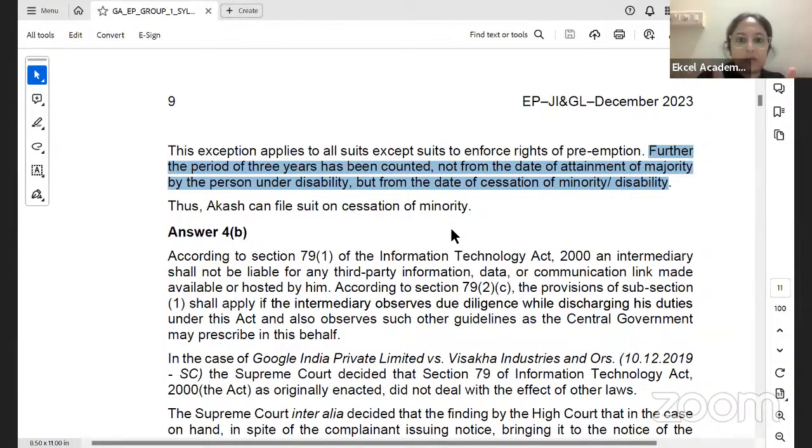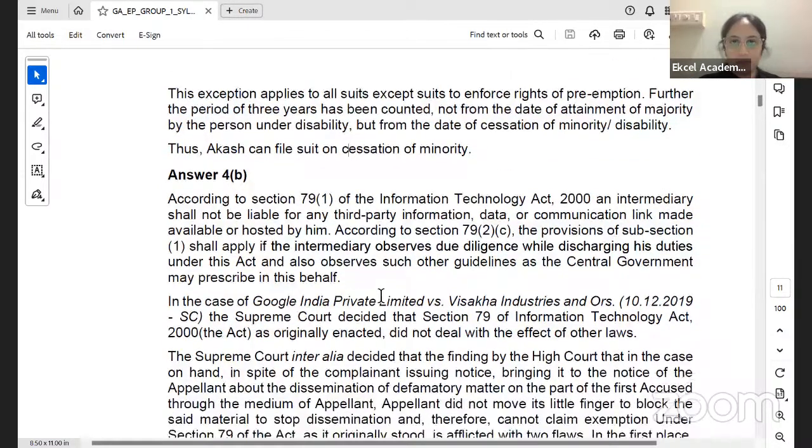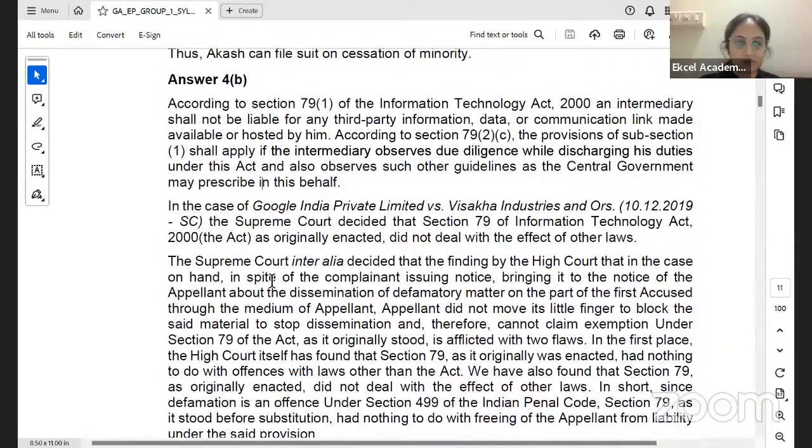Okay, so that's what I told. From tomorrow he will become major, but today he meets with an accident. What to do? So that is why. Thus he can file a suit after he attains the age of majority. So that is 4A. Next we will go to 4B.